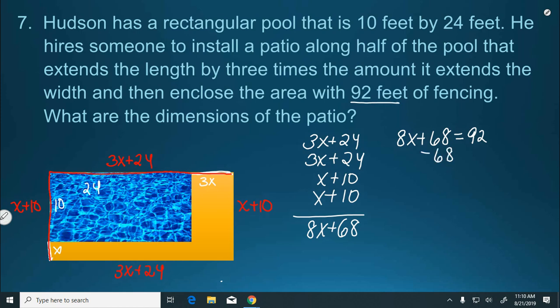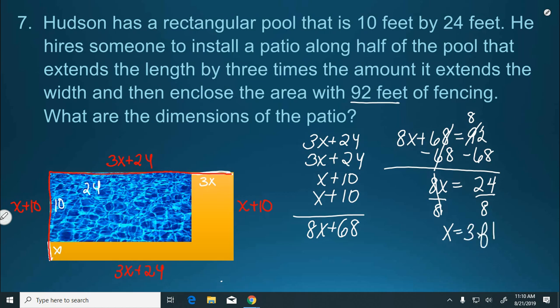Subtract 68 from both sides. We get 8x equals 12 minus 8 is 4. 8 minus 6 is 2, so it's 24. And divide by 8, so x equals 3 feet. So again, it just wanted what are the dimensions of the patio. So we need to plug it back in this case. So we want the whole length and width of the patio.